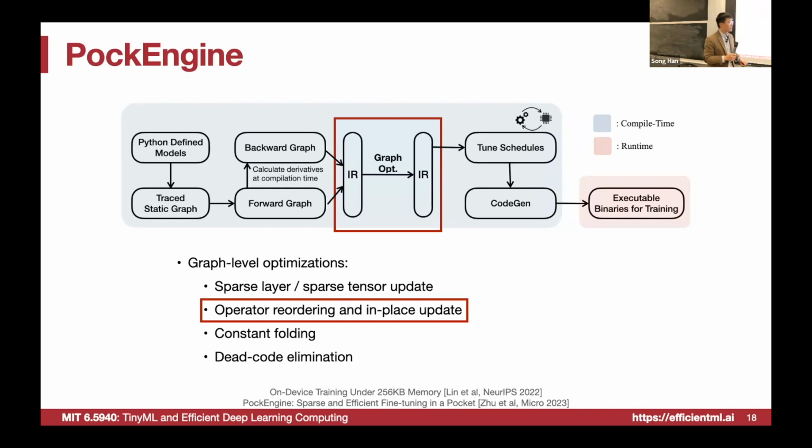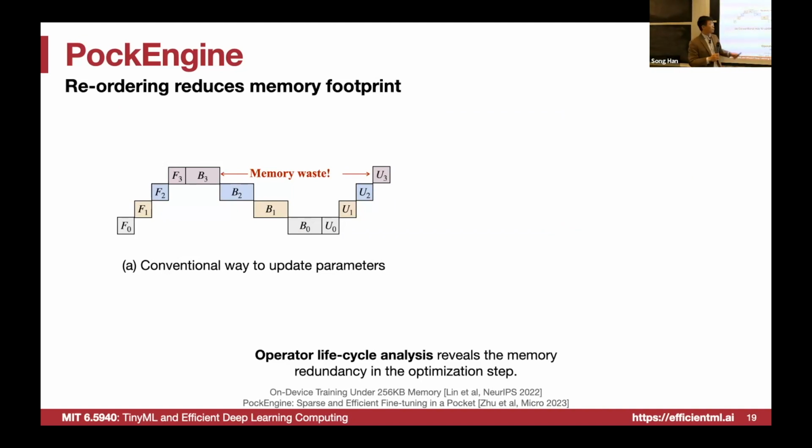So after getting the optimized compute graph that performs the sparse layer and sparse tensor update, we can perform operator reordering and in-place update to further optimize the IR. Previously, if you do forward and backward from layer 0, 1, 2, 3, and 3, 2, 1, 0, and then do the update, there will be a big gap between when this backward gradient is calculated versus when the weight is updated. So we want to minimize this period, the lifetime of this tensor.